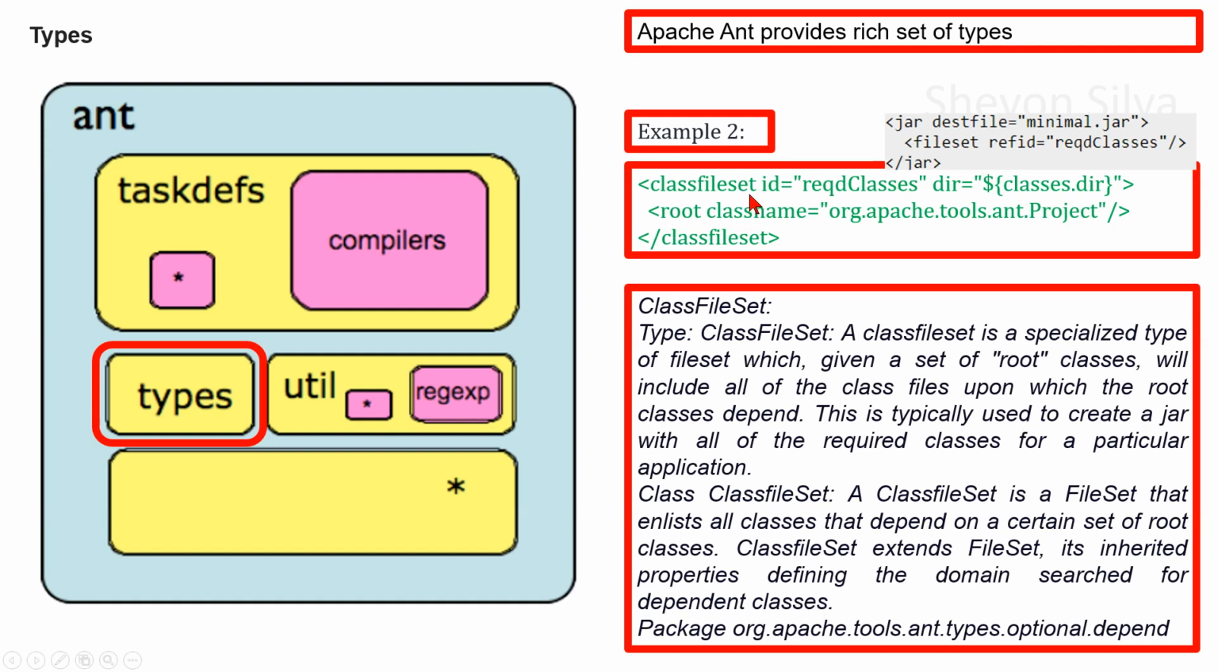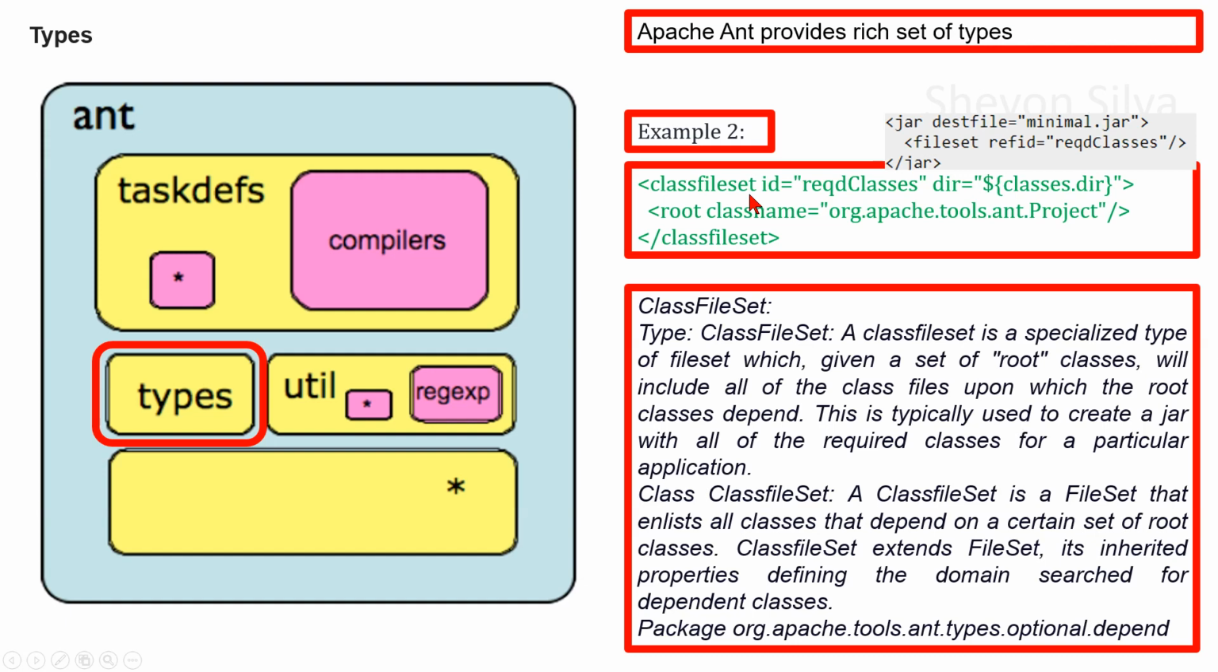With regard to API, you can consider class ClassfileSet. A classfileset is a fileset that enlists all classes that depend on a certain set of root classes. ClassfileSet extends FileSet, its inherited properties defining the domain searched for dependent classes. This is in the package org.apache.tools.ant.types.optional.depend.